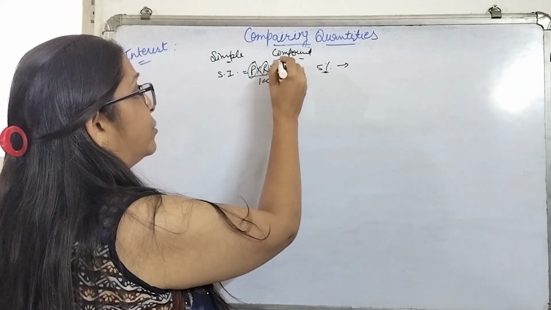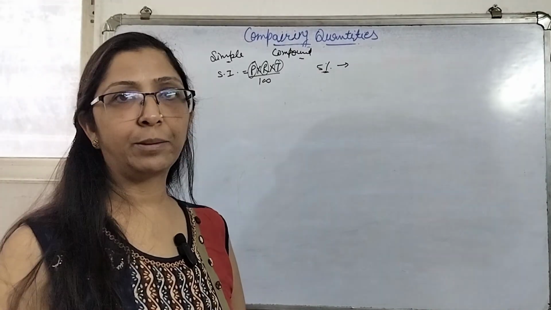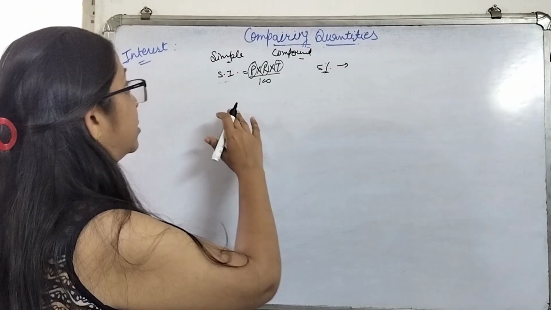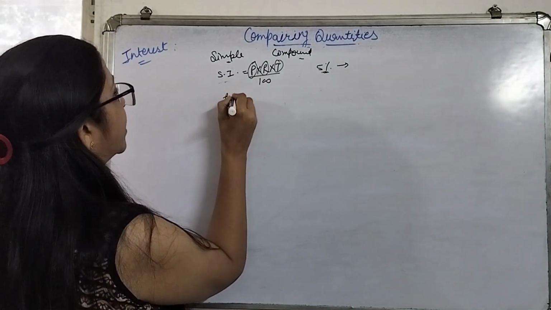T is the time duration for which we have taken money. It could be 2 years, it could be 3 years, it all depends. So this is the formula for finding simple interest. Now the money which we will pay back is known as your amount.